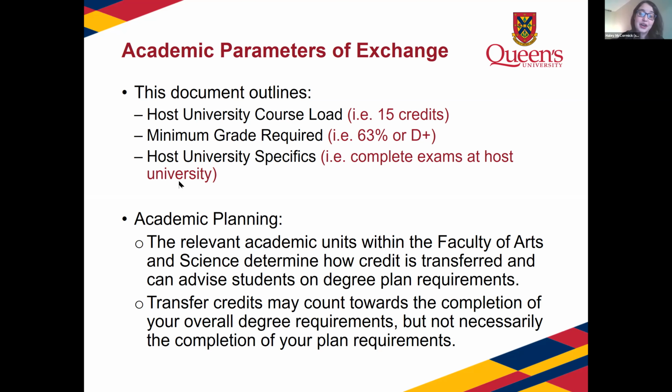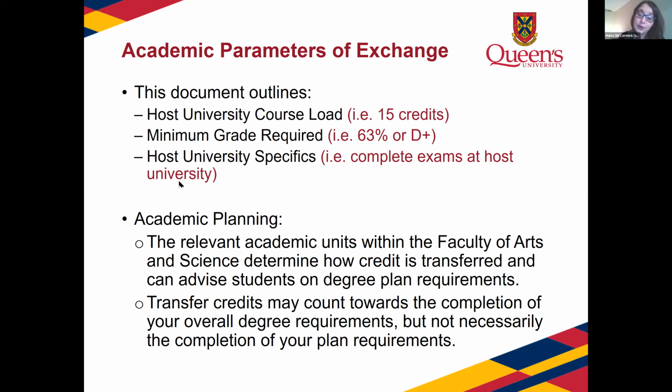We also, in this document, are going to tell you any specifics that we know of your host university. For instance, on everyone's academic parameters of exchange document, we're going to say that you have to complete your exams at or with your host university. I'm saying with because I know things are looking a bit different with virtual studies. But certainly with your host university. So Queen's does not proctor exams. But we might have other specifics that we learned through working with the partner or from past students who studied there, and we'll tell you this information as well.